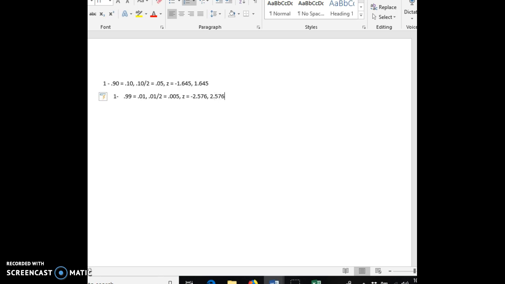Again, when you're entering these into your homework, be careful if that plus and minus is in front. You only want to put the positive value in there because the minus sign is taken into account already.